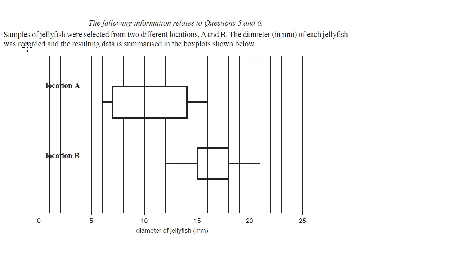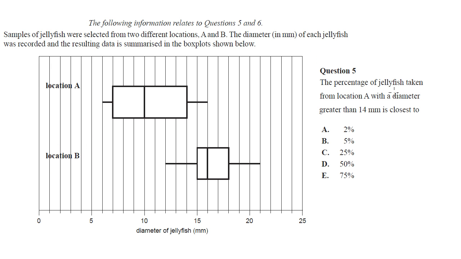Question 5 said, samples of jellyfish were selected from two different locations, A and B. The diameter in millimeters of each jellyfish was recorded and the resulting data is summarized in the box plots shown below. And now we have some side-by-side box plots. We've got location A and location B. Those labels on there are going to be quite important for the question, which said, the percentage of jellyfish taken from location A with a diameter greater than 14 millimeters is closest to.